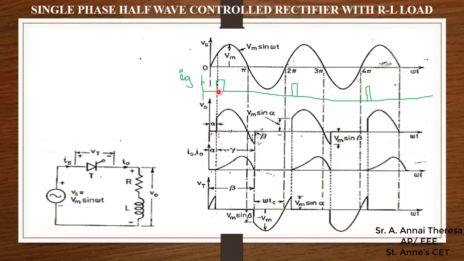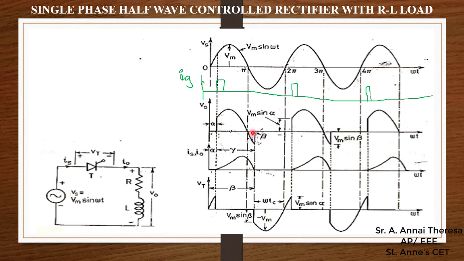Now we give the gate triggering signal, otherwise called the firing signal, at omega t equal to alpha. This is the alpha angle. At alpha, we are giving this gate pulse to the thyristor. So the thyristor will start its conduction, and the output voltage will appear across the load. This is the output voltage, which follows the input voltage. So the same voltage appears across the load.